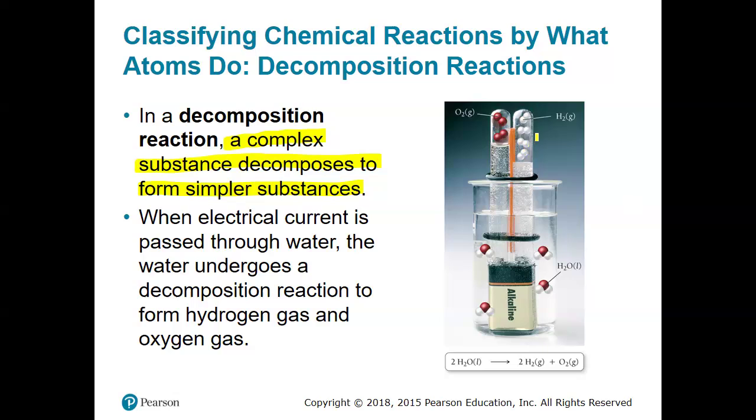And the diagram tells us which one is hydrogen, which one is oxygen. But we also would know just from its chemical formula, there's twice as much hydrogen than there is oxygen in water. So the test tube with the larger amount of gas, we would expect to be hydrogen as a result.